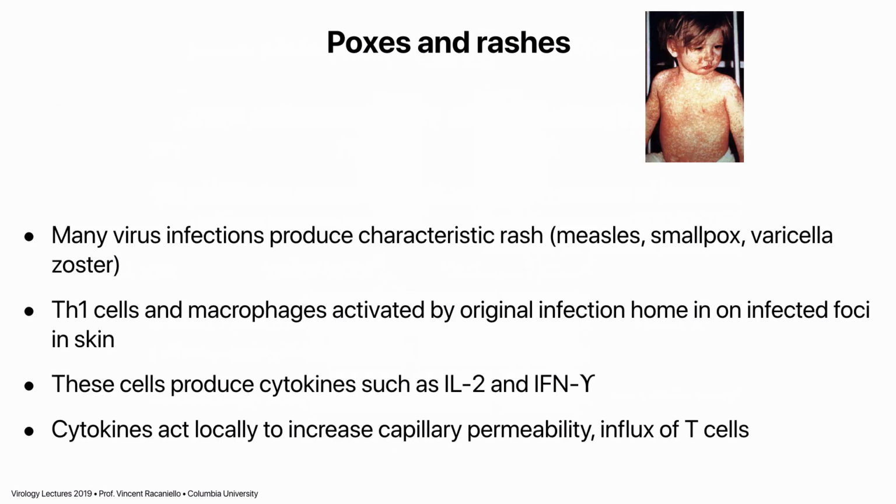As you know, we've talked before about how many virus infections cause poxes and rashes, smallpox, measles, etc. This is a child with measles, rash all over the body. These rashes are typically immune responses to infection. It's not virus alone replicating in cells, it's an immune response. What happens is certain immune cells, Th1 cells, macrophages, are homing in on the foci in the skin because virus is replicating there. But then they produce cytokines, and these cytokines increase capillary permeability. T cells come in, so that causes redness and swelling, makes the rash. So the rash is an immune response to infection.